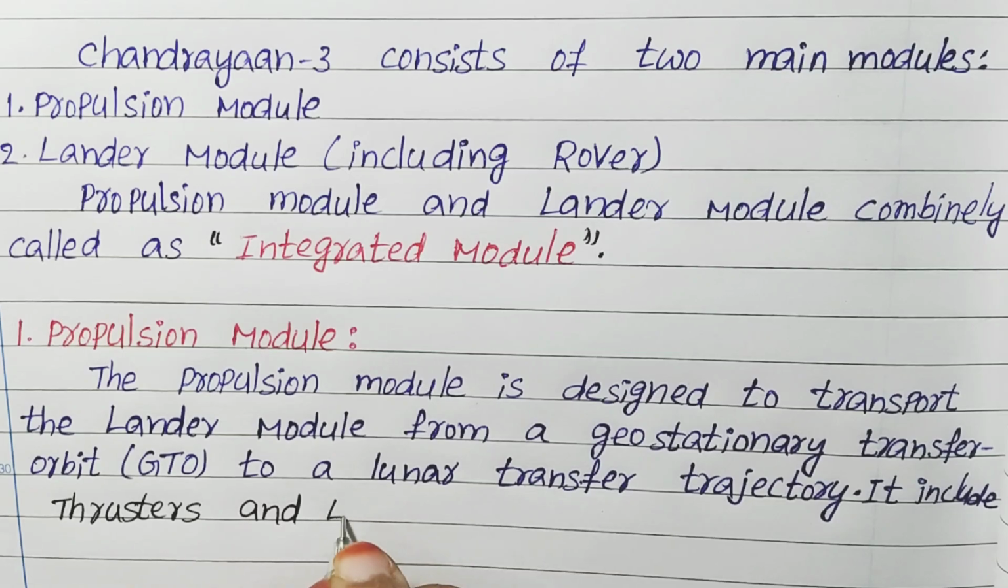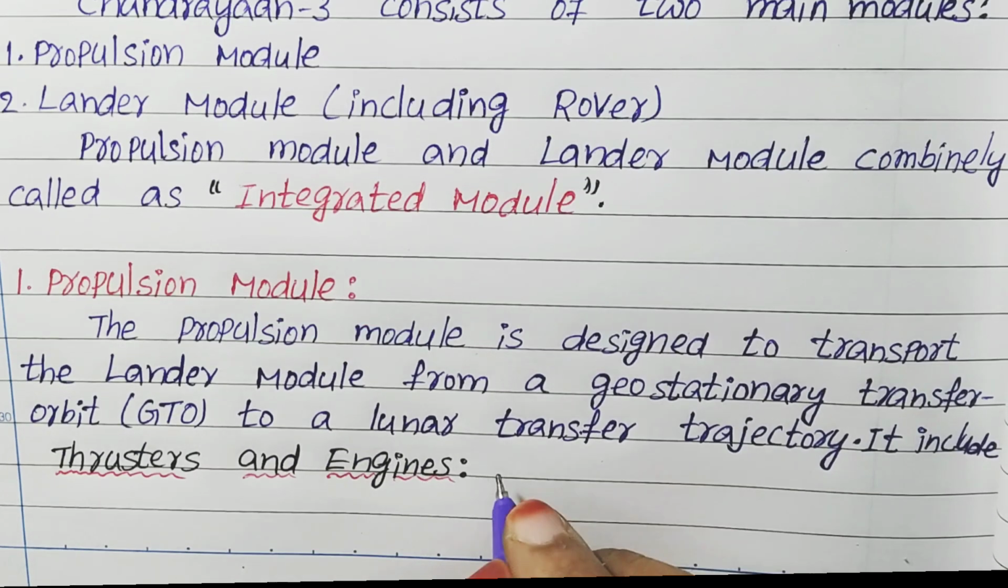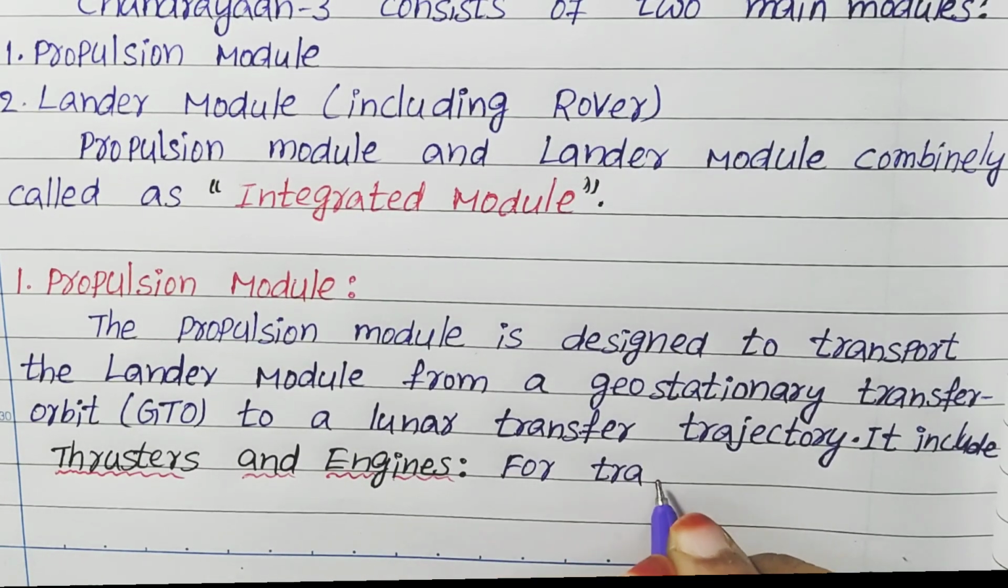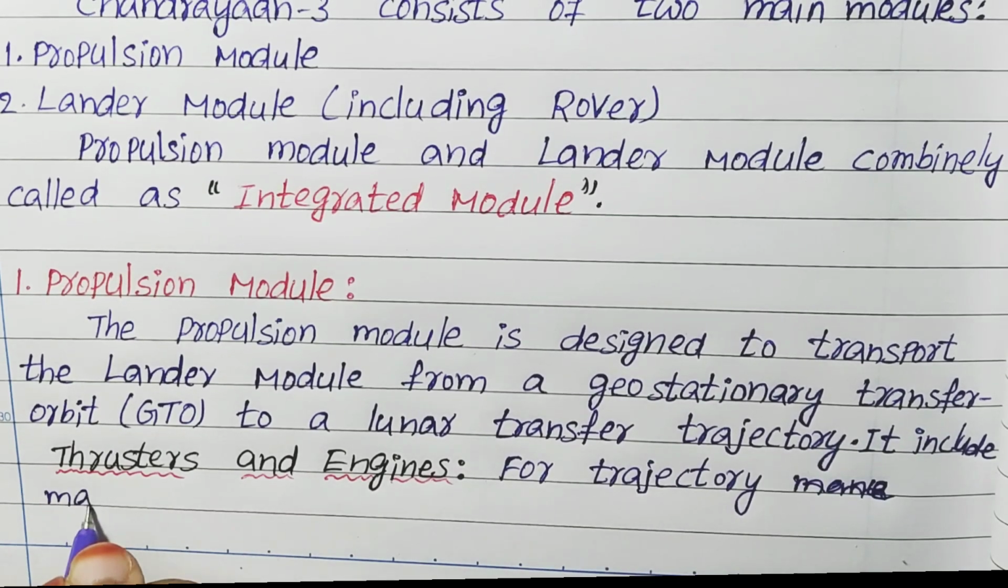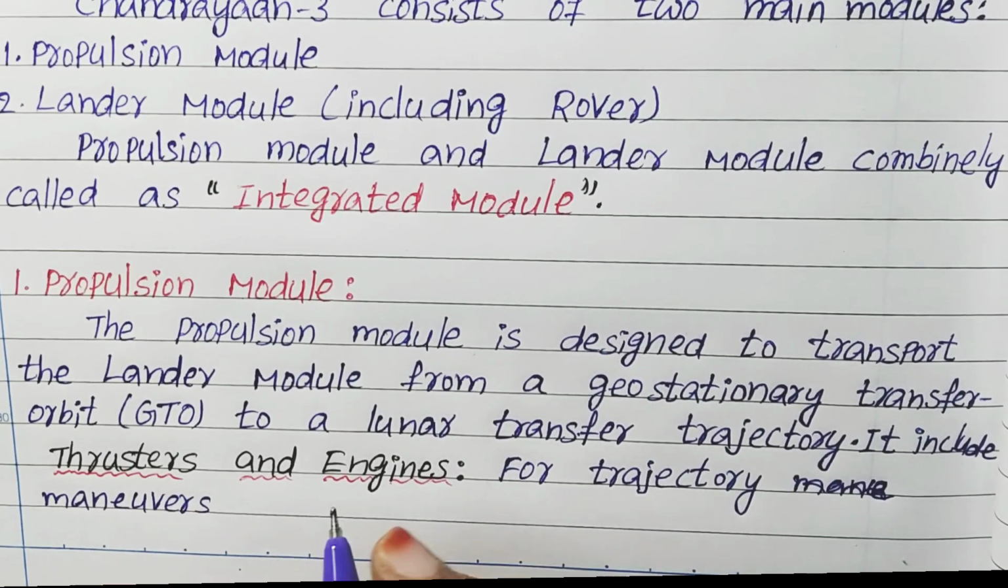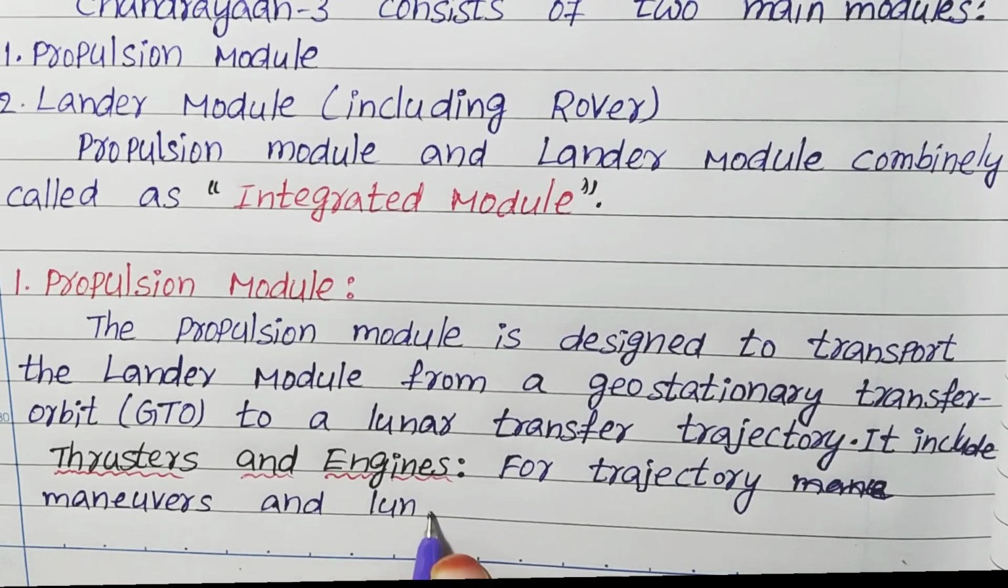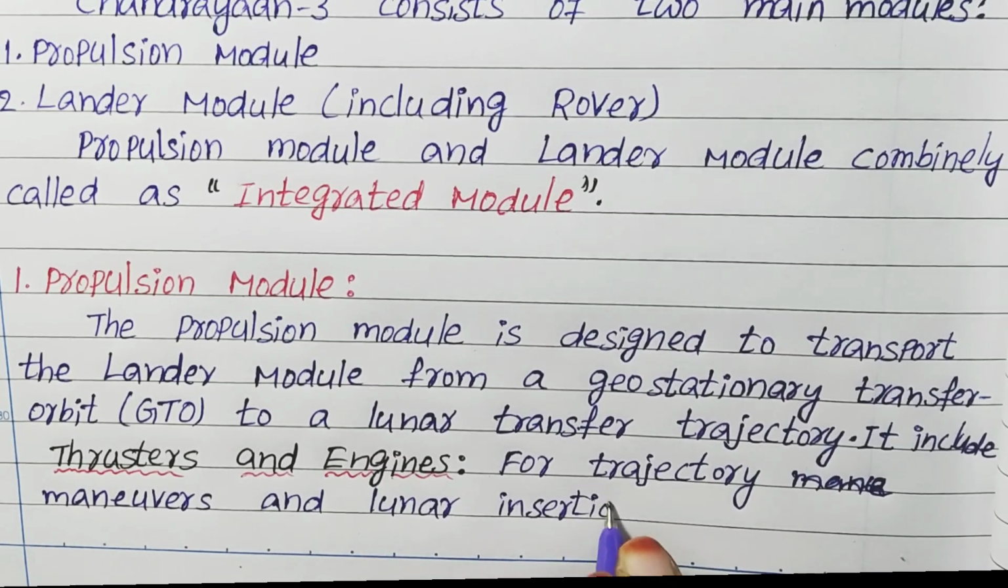The propulsion module is designed to transport the lander module from a geostationary transfer orbit to a lunar transfer trajectory. It includes thrusters and engines for trajectory maneuvers and lunar orbit insertion.